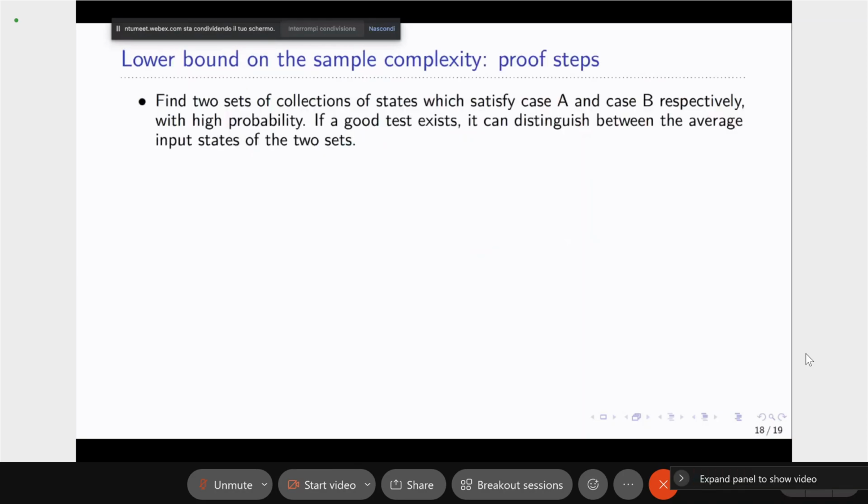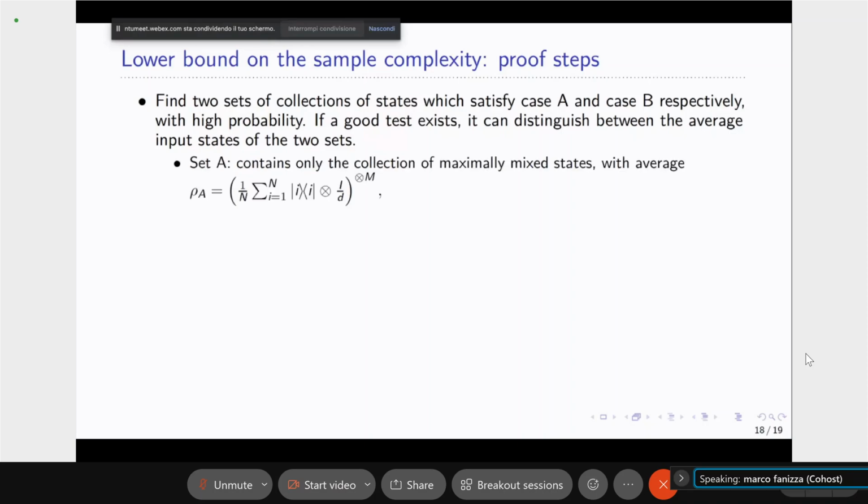Okay, now I can also give some details, some ideas on the proof of the lower bound. Here, the idea is the following. We look for two sets of collections of states which satisfy case A and case B respectively with high probability. If a good test exists, then it can distinguish between the average input states of the two sets.